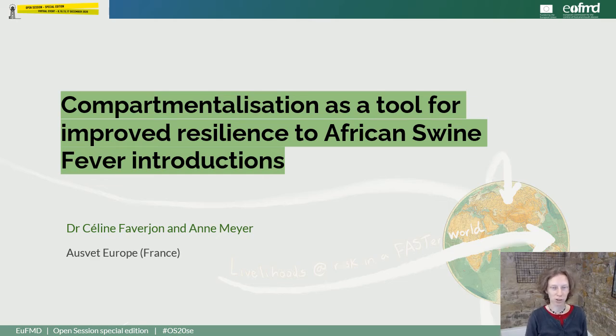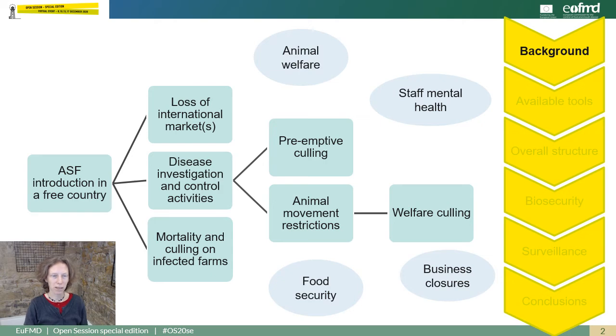In this presentation, we will look at compartmentalization as a tool for improved resilience to African swine fever in productions. The introduction of African swine fever virus in a disease-free country leads to catastrophic consequences for the swine industry. This includes the high mortality and the culling in affected farms, but also the loss of international markets for pork products, in particular fresh pork, and the consequences of disease investigation and control activities.